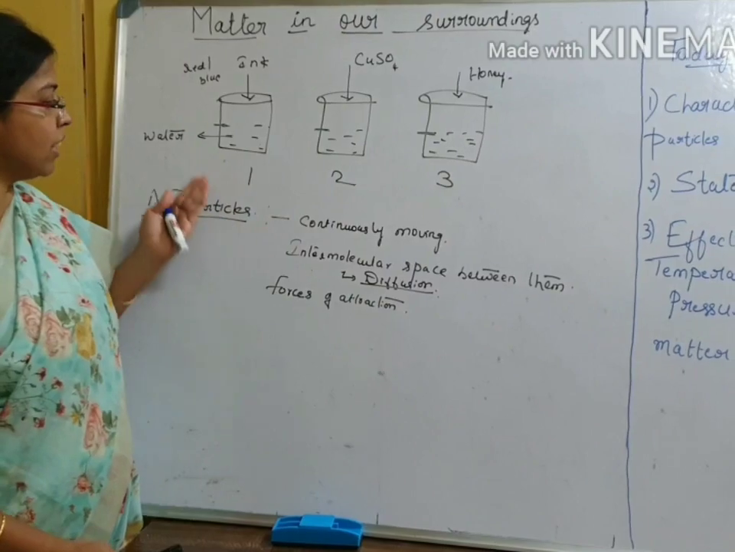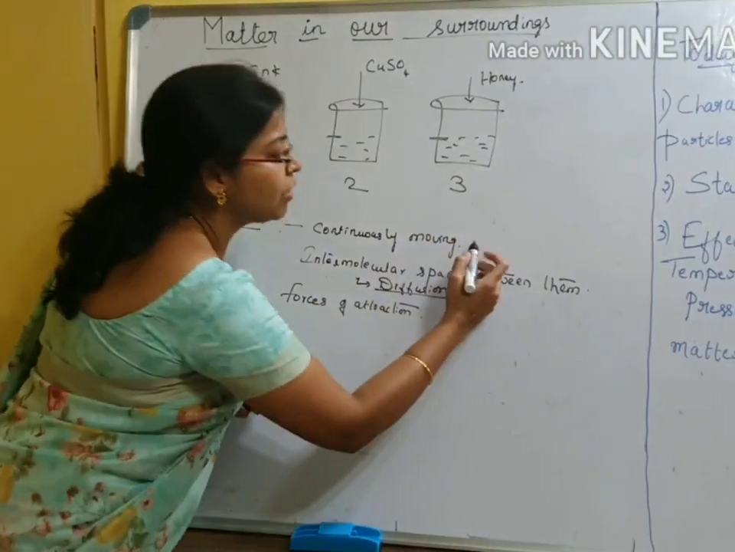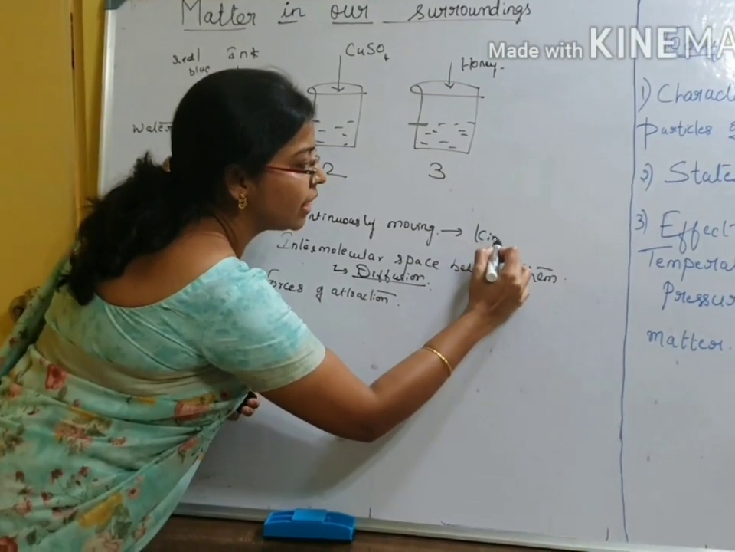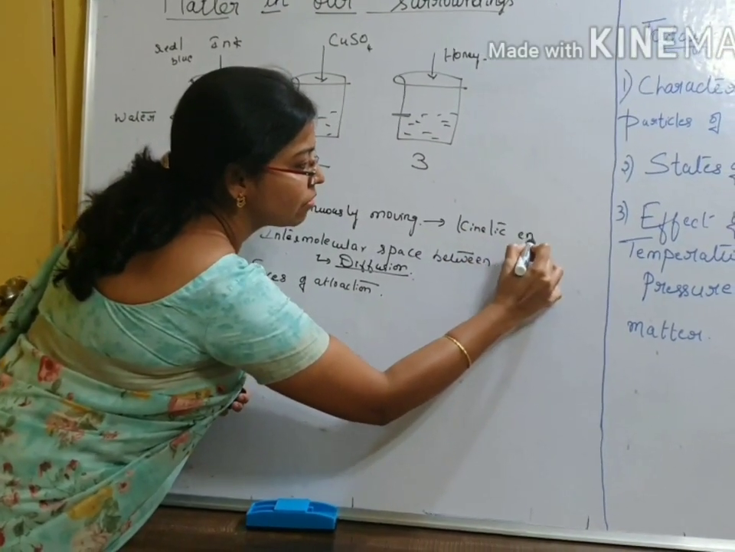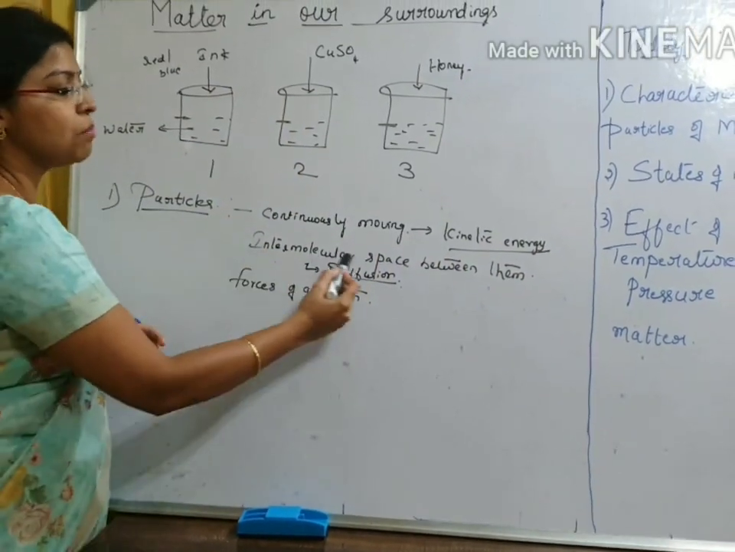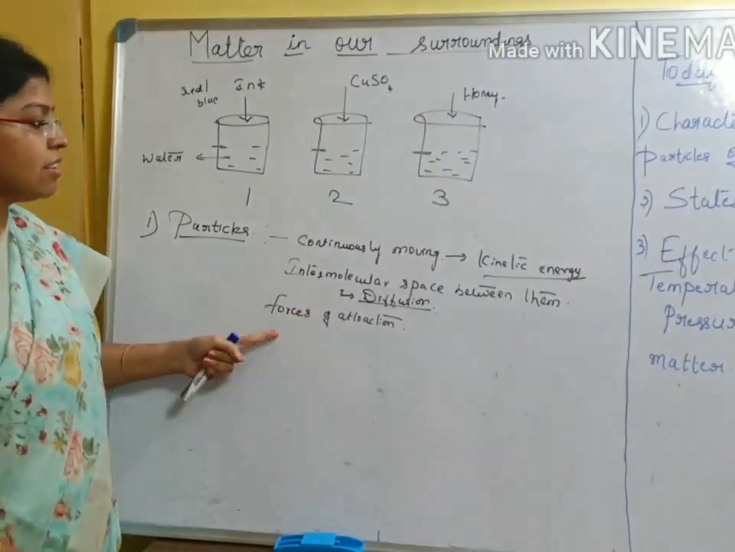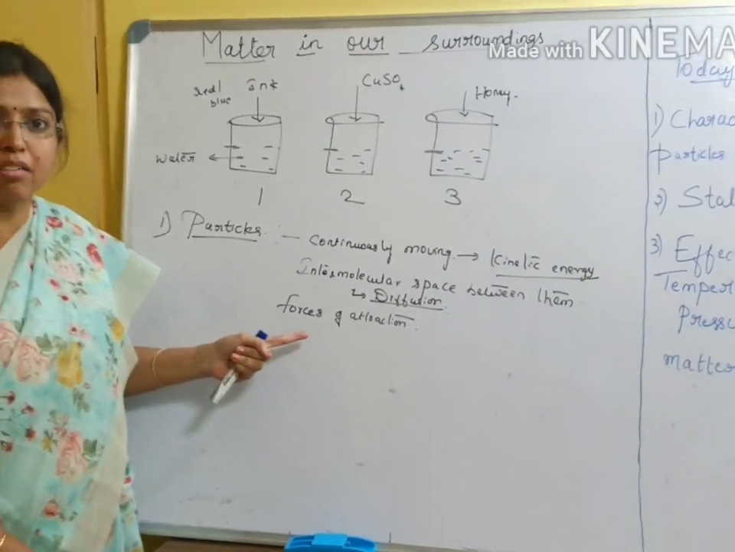So what are the characteristics of particles? They are continuously moving. They are continuously moving because they possess kinetic energy. And the intermolecular space between them helps them in the process of diffusion. There is also force of attraction between the particles of the matter.